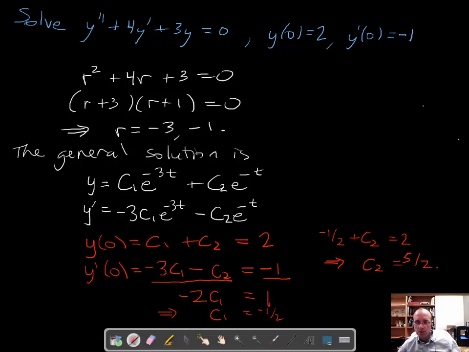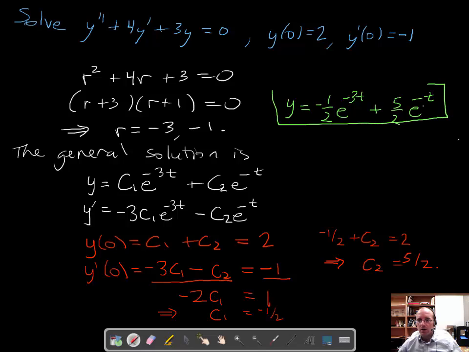Now that we've solved for c1 and c2, we're ready to write our final answer, which I'll squeeze in here. That y equals negative 1/2 times e to the negative 3t, plus 5/2 e to the minus t. So there is our solution of the initial value problem.